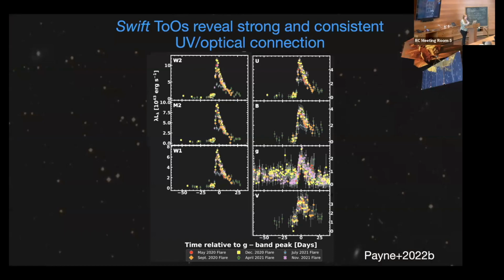So we're in a really unique position, right? We know pretty well when future flares are going to happen. So for the past several years, I've been requesting Swift TOOs to understand the higher energy connection in addition to the optical. And Swift revealed very clearly there's a strong and consistent UV optical connection. Over all UV filters, it tracks very well with what we see in the optical. There's a rapid rise to a singular peak, followed by a more gradual decline. This is very consistent for each flare we have Swift data for.